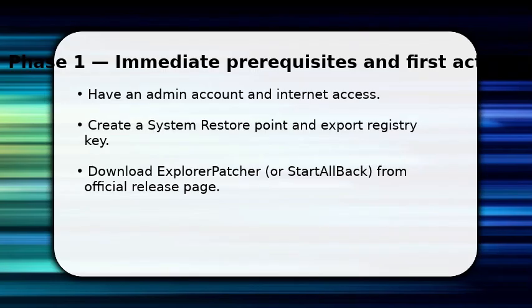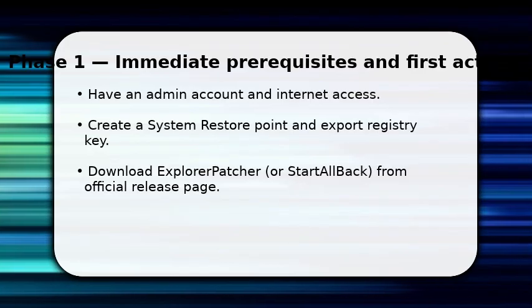You start with 2 safety steps. Be on an administrator account and make a system restore point so you can undo changes. Once done, export the Explorer registry key as a backup. That preserves your current taskbar settings.